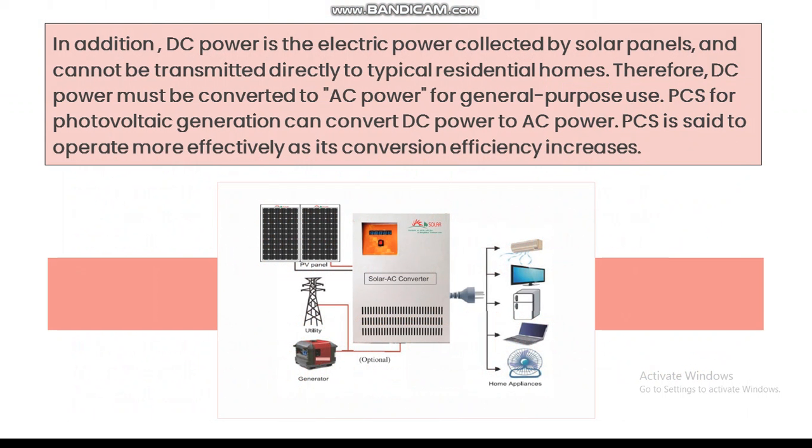In addition, DC power is the electric power collected by solar panels and cannot be transmitted directly to typical residential homes. Therefore, DC power must be converted to AC power for general purpose use. PCS for photovoltaic generation can convert DC power to AC power, so we can use that. And PCS is said to operate more effectively as its conversion efficiency will be increased.